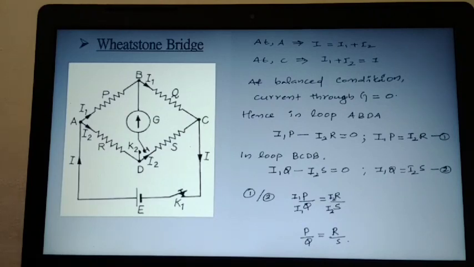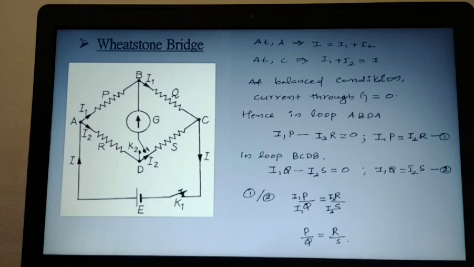And when K2 is open, no current is flowing through the galvanometer. And when you close K2, a current Ig will flow through the galvanometer. A current Ig means the current flowing through the galvanometer. And see, when you are closing K1 and K2, the circuit will be complete.